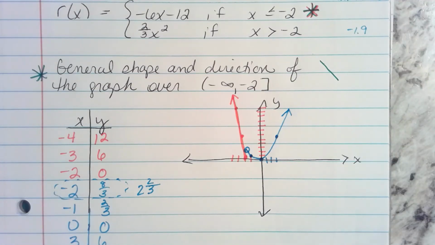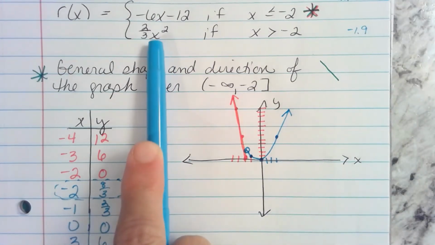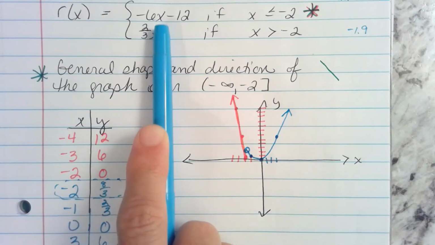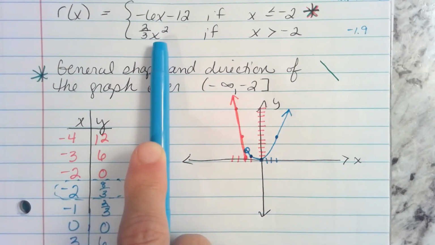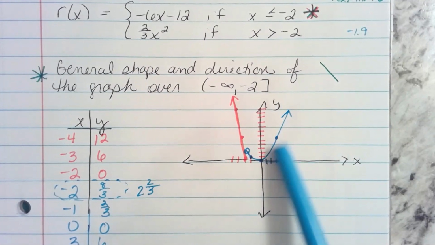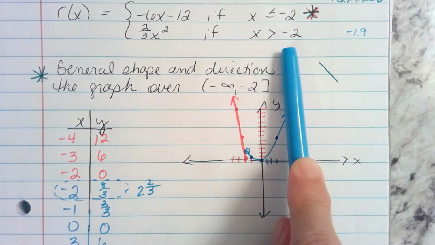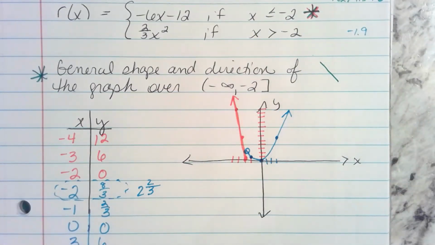By the way, we should know that this is a linear function and this is a quadratic function. This one makes a straight line and this one makes a parabola. So remember, this is your straight line and this is a piece of a parabola. It's only a piece because we're limiting the x values that we can put into that function.